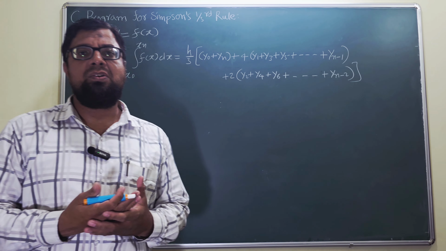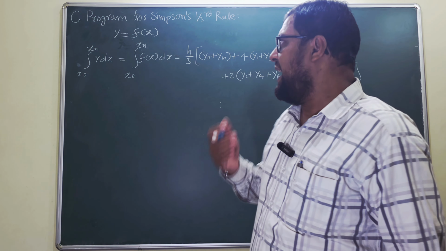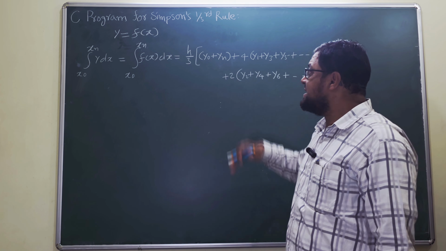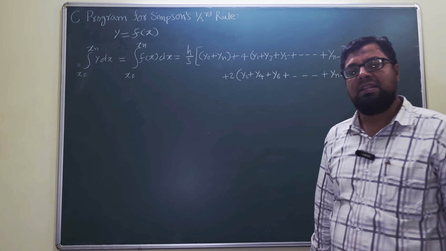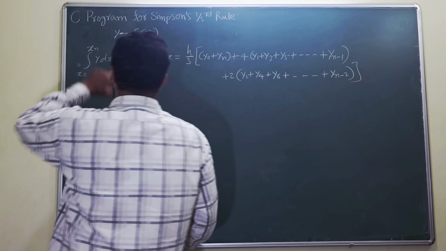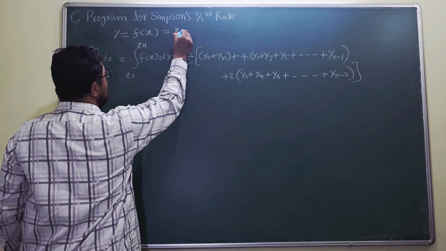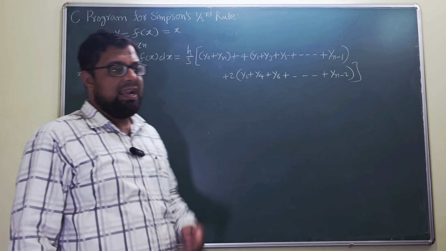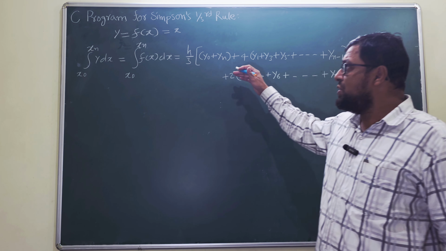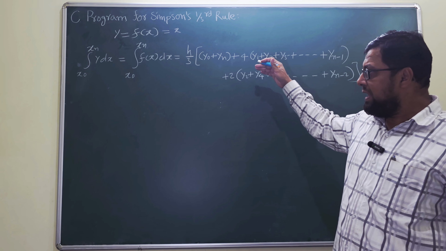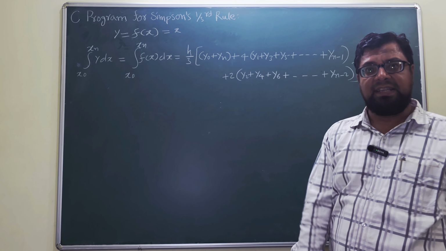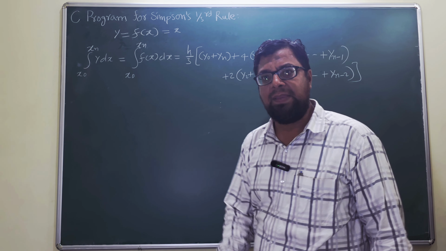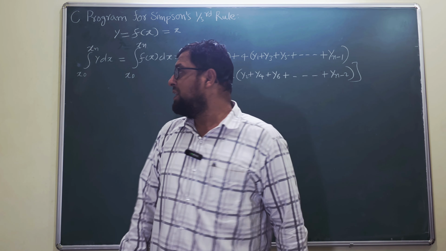Now we will take this function to be a very simple function. Say I will take y is equal to f of x is equal to x, and we will see how this formula gives the result for that integration. So here I will make a table first, and using that table we will put these values over there in this formula to get this integration, and then later on we will write down the C program, and I will explain the C program also step by step.